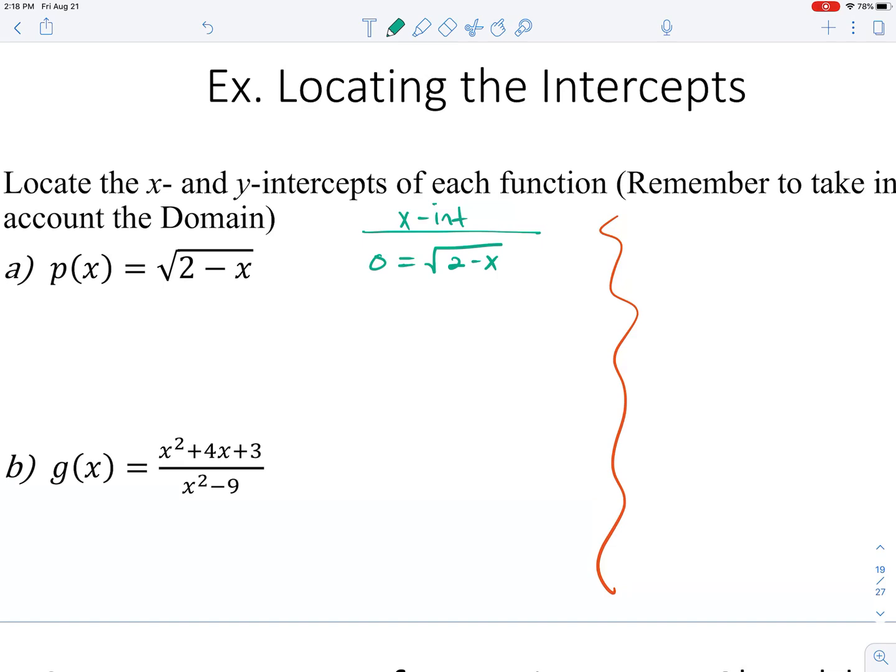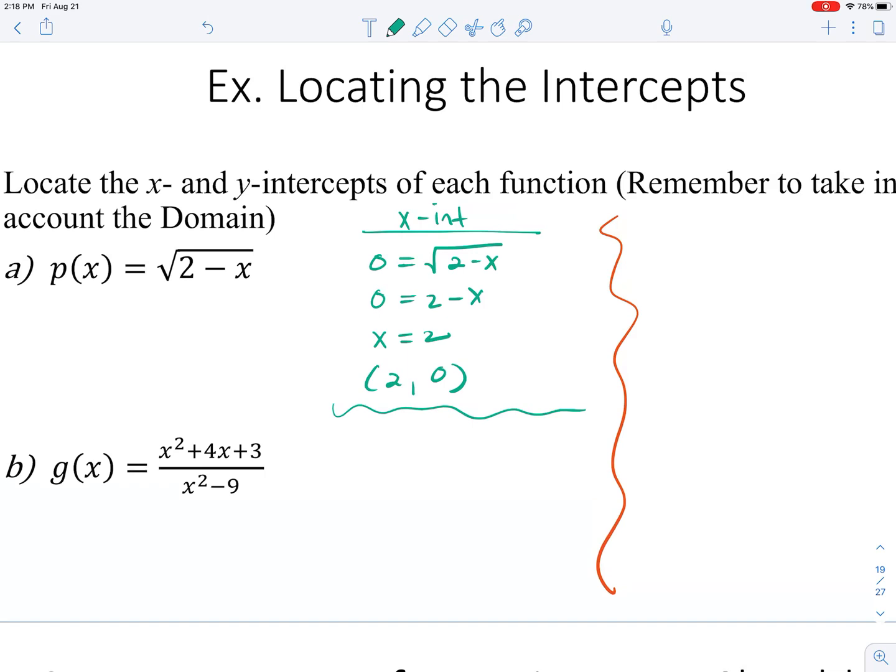So to solve for x here, we could square both sides of the equation. And then if we want to add x to both sides, we would get x equals 2. Okay, so our x-intercept would be 2, 0. And just to check, if I plug 2 in for x, that would give me an output of 0. That's my x-intercept.